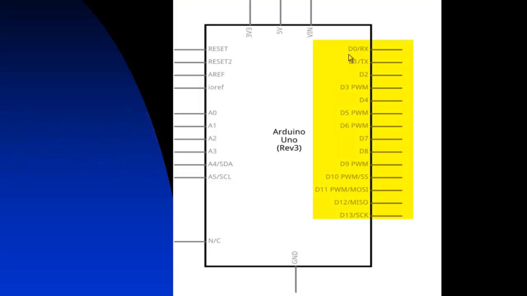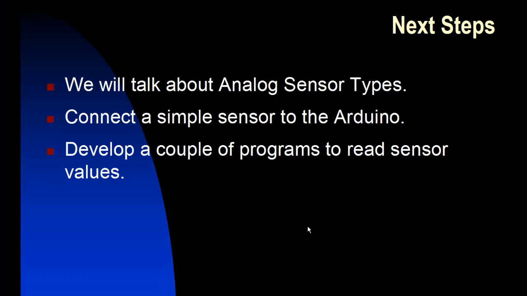The other pins, D0, D1, all the way on up to D13, are digital only. These pins can only be inputs or outputs, and of digital signals 0 to 5 volts only, and they cannot be connected for analog inputs. So in the next presentation we'll talk about analog sensor types. We'll connect a simple sensor to the Arduino and convert the analog signal to digital, and we'll display that value. And in addition, we'll develop a couple of programs to read sensor values.